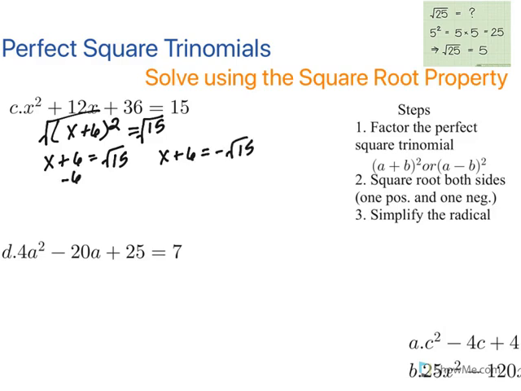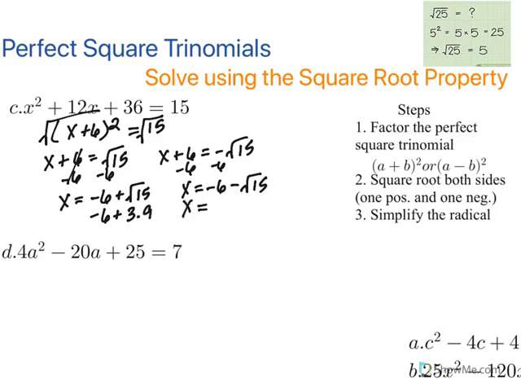I subtract 6 on both sides. When I'm subtracting 6 on both sides, I'm going to actually write that in the front. So I'm going to be left with x is equal to negative 6 plus the square root of 15. We want the radical to be the last term in our expression there. And then we'll have x equals negative 6 minus the square root of 15 here. Now we can simplify the square root of 15. It's not a perfect square, so when we take the square root, we're actually going to have to round. When we take the square root of 15, it is approximately 3.9.